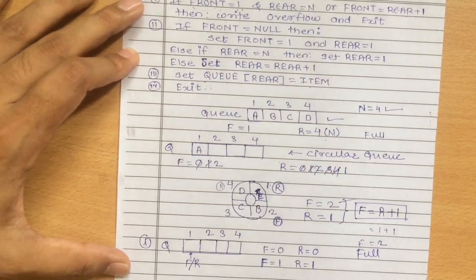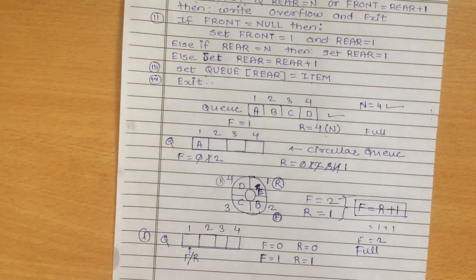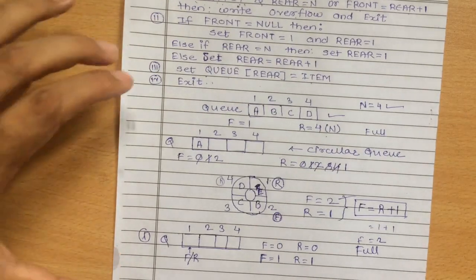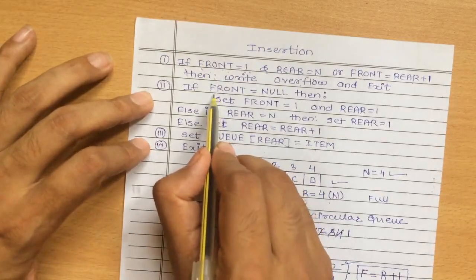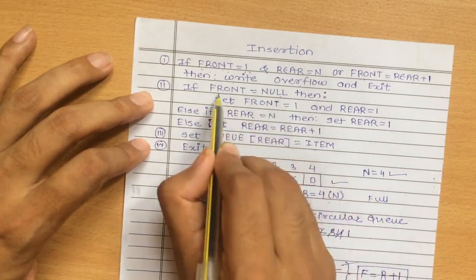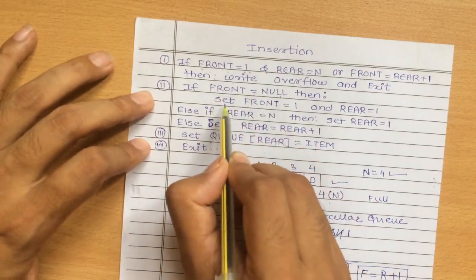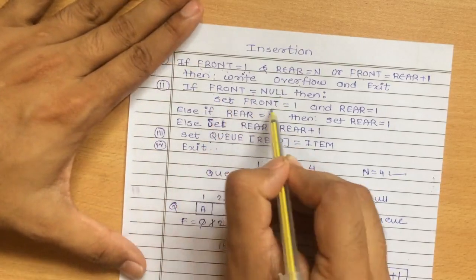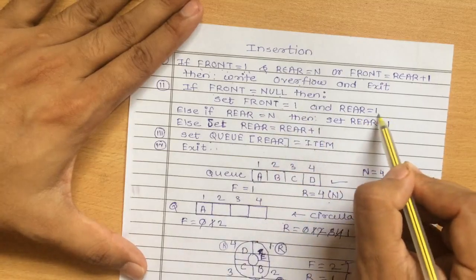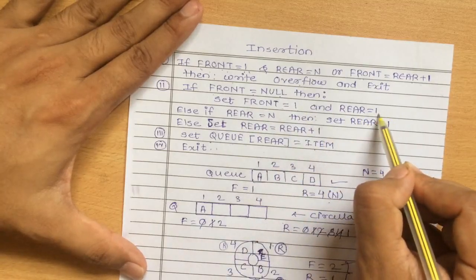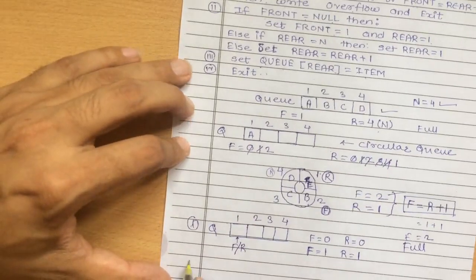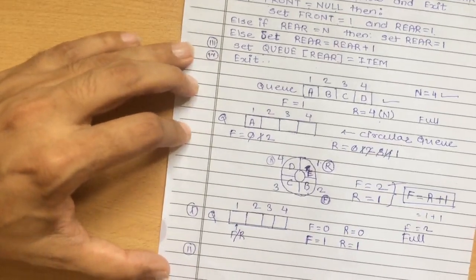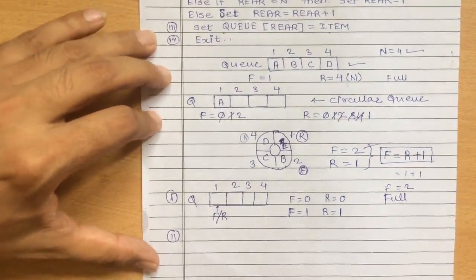So this is the first possibility, when my queue is empty. In that case, I will simply check the condition: if front is equal to null, it indicates my queue is empty. If this condition is satisfied, I will simply set front is equal to 1 and rear is equal to 1. If this possibility is not there, then we will check the second possibility.